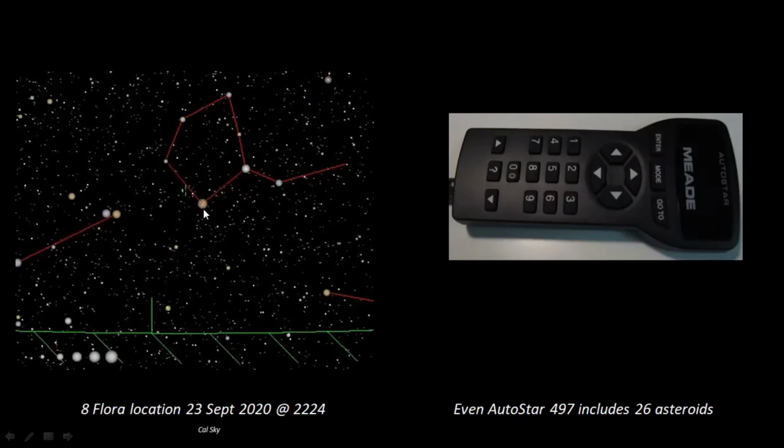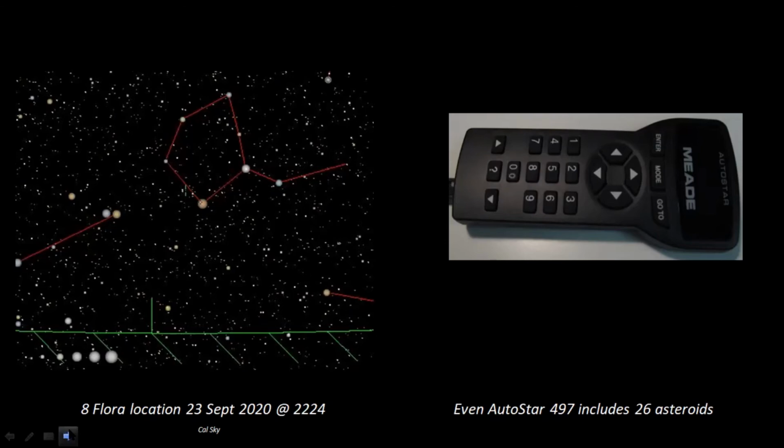Again, on the left-hand side, we have how that used to be done in CalSky. Since it's not operating, I won't go through that. And if all else fails, if you have a go-to telescope, even the most basic go-to that I can think of, which is the AutoStar 497 hand box, even that includes 26 asteroids. So if worst comes to worst, you don't have to do anything other than read your owner's manual and figure out how to tell the telescope that you'd like to go see an asteroid tonight, please.